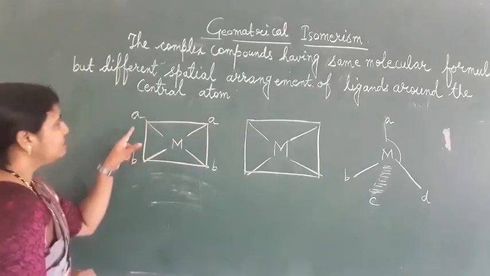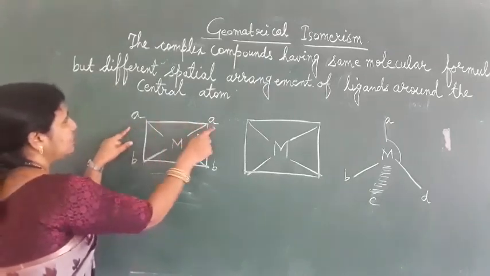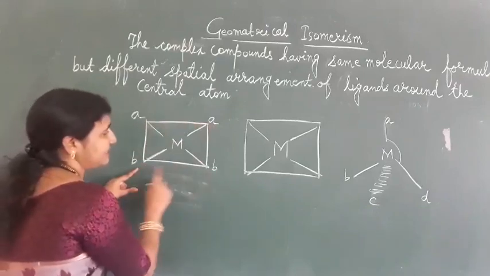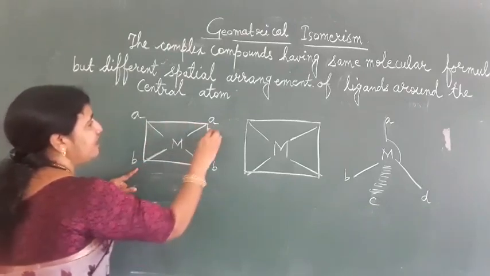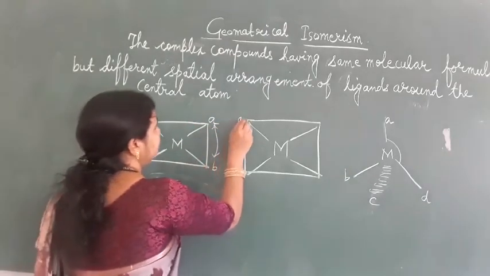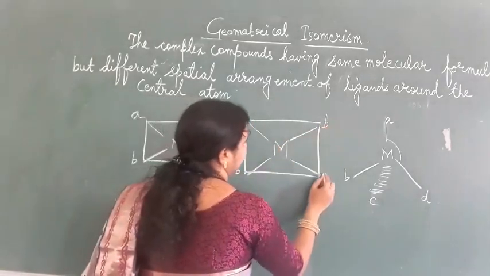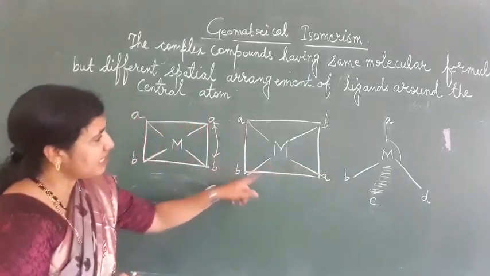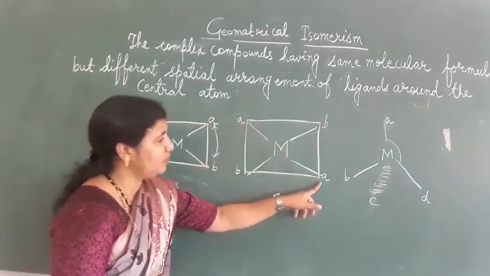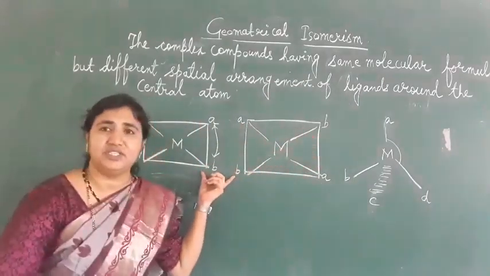Now if you see here, these two A are in adjacent positions. These are also in adjacent positions here. But if I change this position, what will happen? This will remain the same, A and B, and we are changing their positions. This B here and A here. So in this next structure, we see this A is opposite to A, B is opposite to B here. That means the structure has changed.